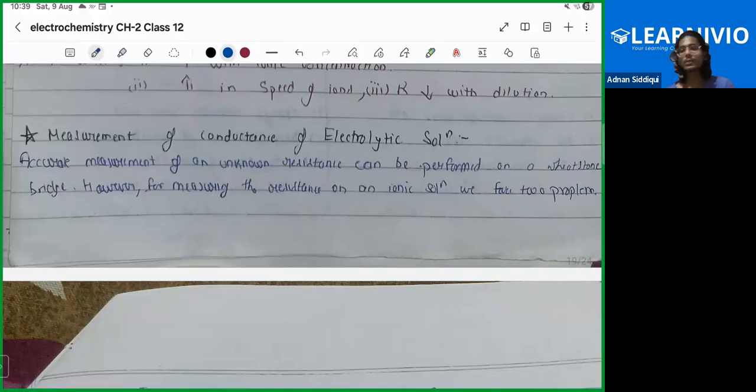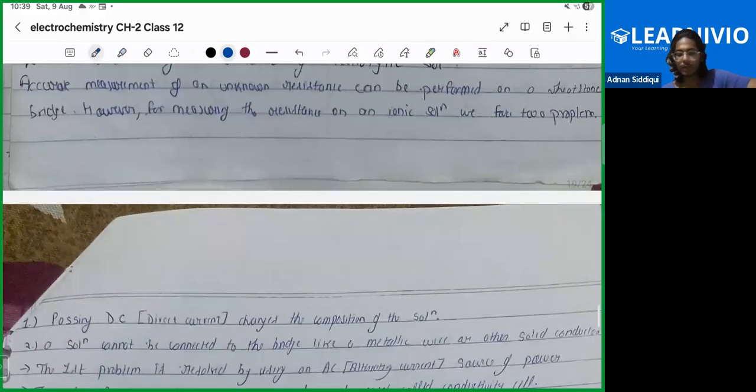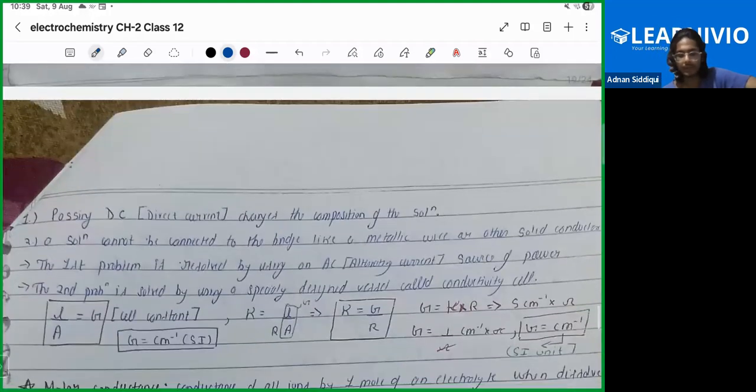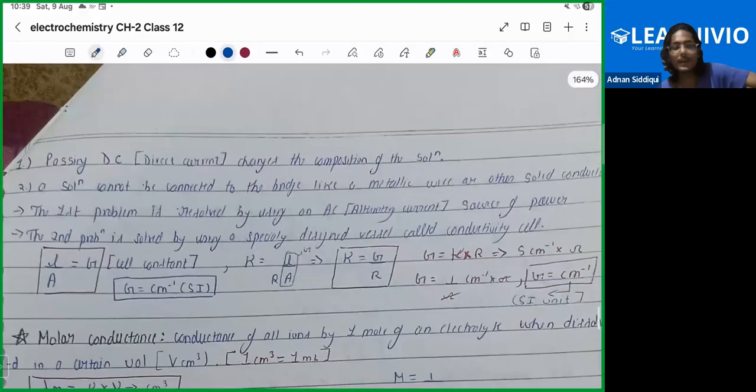However, for measuring the resistance of an ionic solution, we face two problems. In aqueous solution, we cannot make a Wheatstone bridge because it is an entirely specific phenomenon for your metallic conductance. So the first one is, if you are passing direct current, it changes the composition of the solution. If the composition of the solution is getting changed, then it is going to affect the measurement while you calculate the conductance of the solution, right?